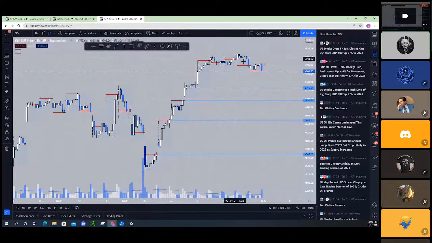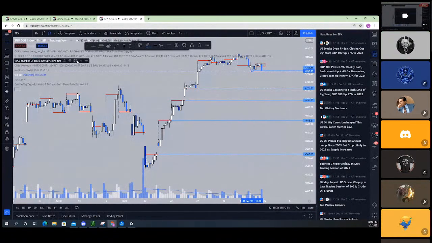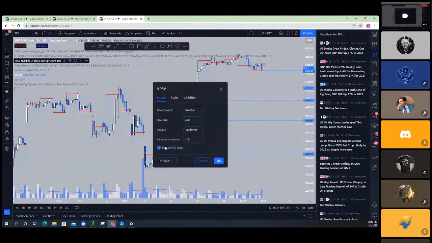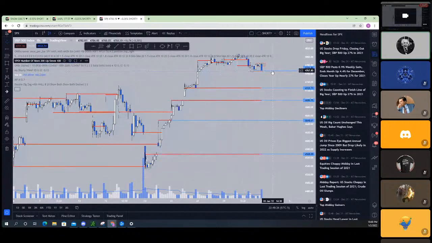And, you know, I would definitely mark this level. Friday's POC. What is this level? Let me just do this. Where is it? I would definitely watch this level tomorrow. 47. Let's call it 6.6. I would definitely watch that.